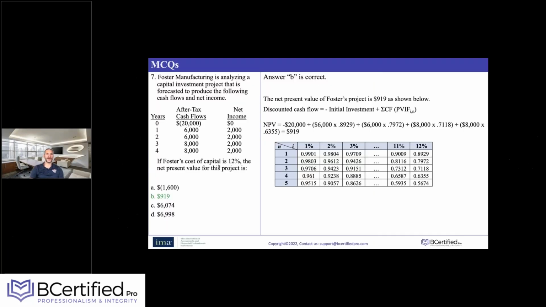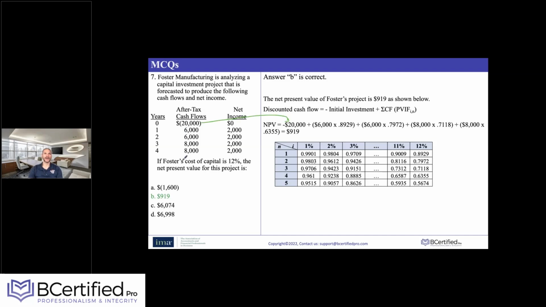If the firm's cost of capital is 12%, the net present value for this project is, so we want NPV. And here we're going to be using the timetable to be able to calculate NPV. So again, I don't care about net income. It's all about after-tax cash flow, always incremental after-tax cash flow. So since I have different types of cash flow, I'm going to use the PVIF, not the PVIFA. It's not an annuity. So for year 0, it is the same amount.